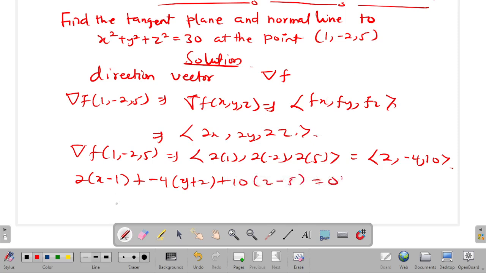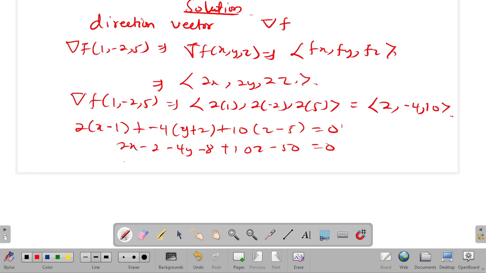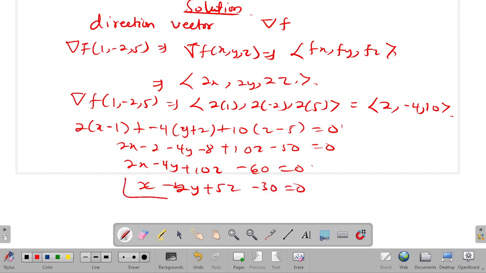As simple as that. So we get 2x minus 2 minus 4y minus 8 plus 10z minus 50 equals 0. In short, 2x minus 4y plus 10z, and the constants are minus 2, minus 8, minus 50, so minus 60, equals 0. You can divide through by 2. You get x minus 2y plus 5z minus 30 equals 0. And this is the equation of our tangent plane at that point.